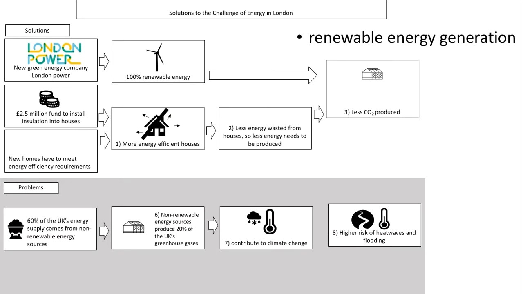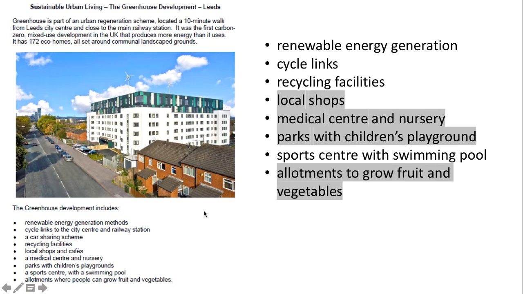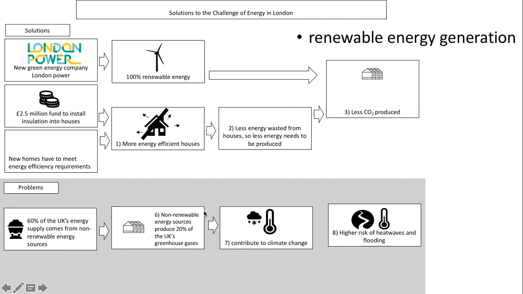Well, we know that renewable energy doesn't produce greenhouse gases, which means that it doesn't contribute to climate change, which means that there is a lower risk of heat waves and flooding. So that is a paragraph there about renewable energy generation. You can say that the greenhouse development is sustainable because they're using renewable energy.